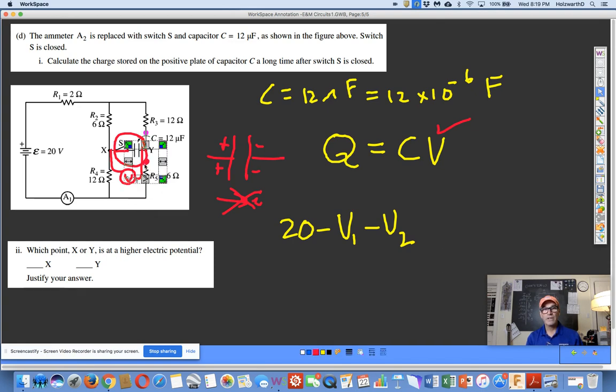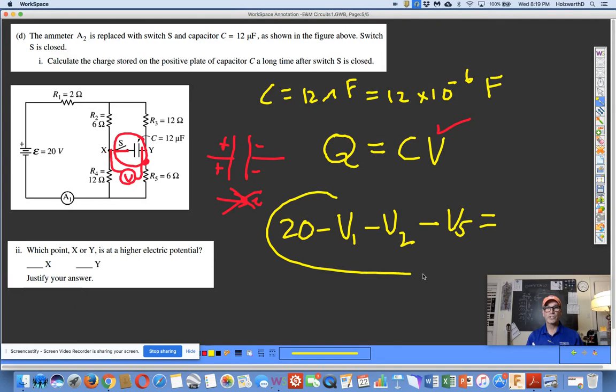The other end of the lead of the multimeter. Then I'm going to drop by another, that's R5. Okay, that would be V5. So this will be the voltage that's read across XY. Isn't that cool? All right.